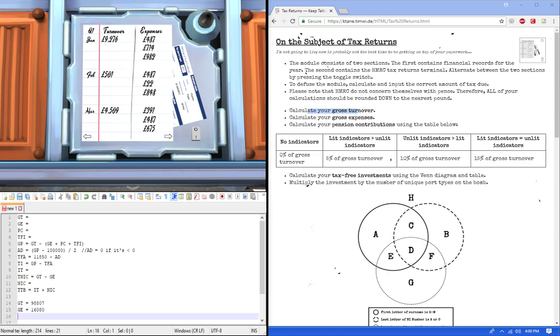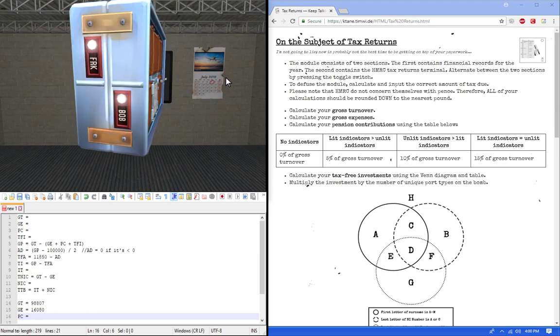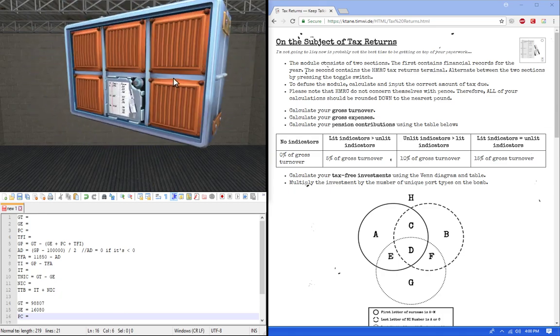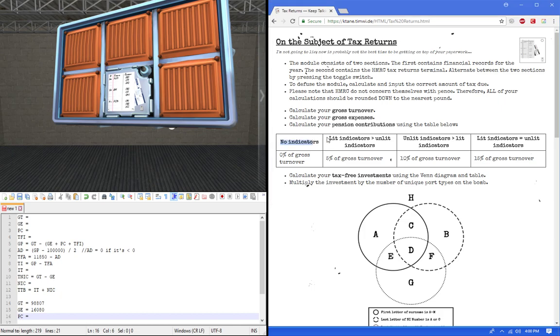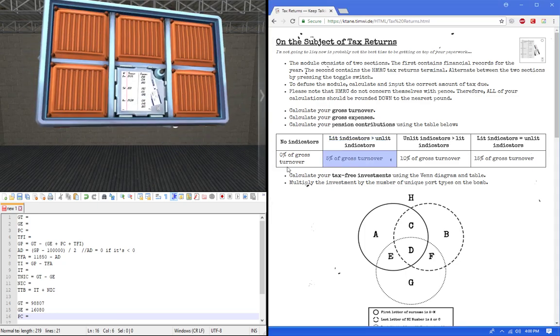All right. Next, we have to calculate our pension contributions, which is what we're going to use this little table here for. So to do that, we're going to look at all the indicators. There's 3 lit and 1 unlit. Are lit indicators greater than unlit indicators? Yes, there's 3 lit and 1 unlit. So we're going to use 5% of the gross turnover.